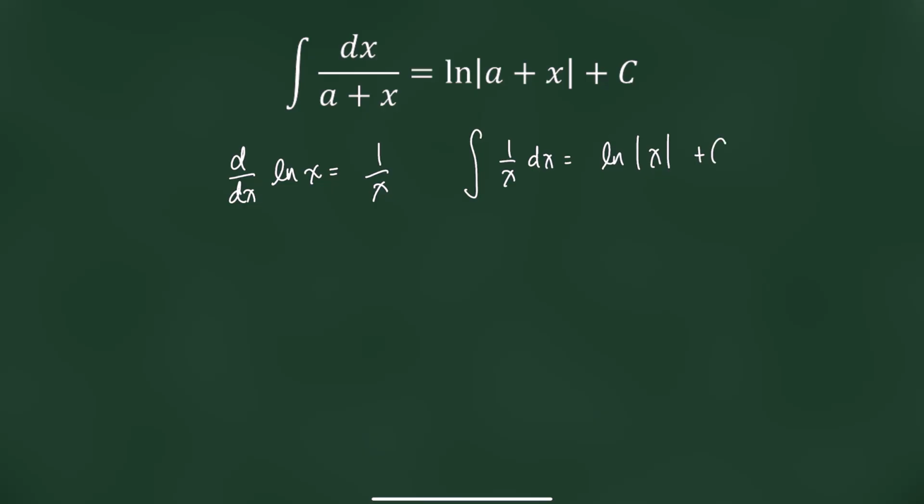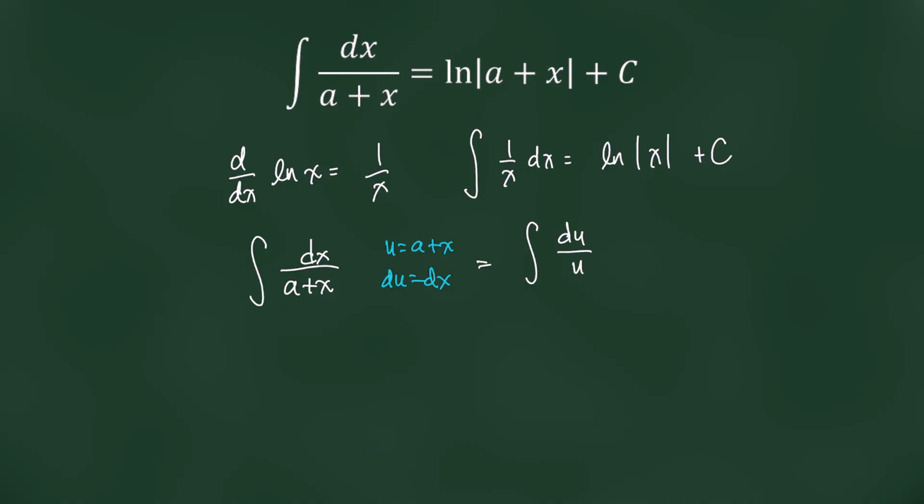So now when we have 1 over a plus x, or if we have dx over a plus x, we're again going to do a simple substitution. U is a plus x. Since a is a constant, its derivative is 0, so we get that du is dx. And this just becomes the antiderivative of du over u, which is what we have above, and that is going to be the natural log of the absolute value of u plus c, which becomes the natural log of the absolute value of a plus x plus a constant c.